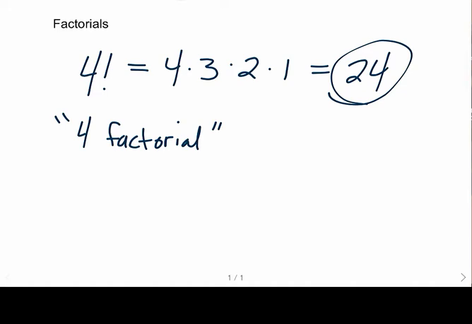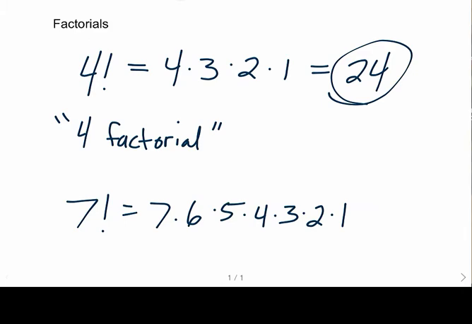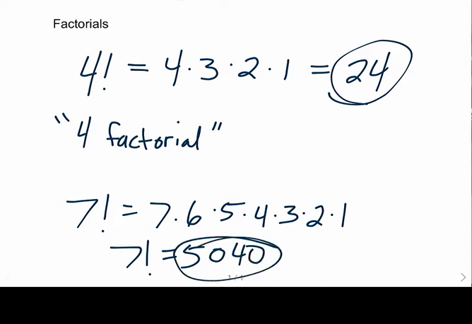So as another example, we could figure out 7 factorial, which would be 7 times 6 times 5 times 4 times 3 times 2 times 1 all the way down the line. And some quick button pushing tells me that 7 factorial is equal to 5,040. So it's just the result of multiplying all of the numbers up to and including the number that has the factorial. And we're only talking about the natural numbers, so all the way down to 1.